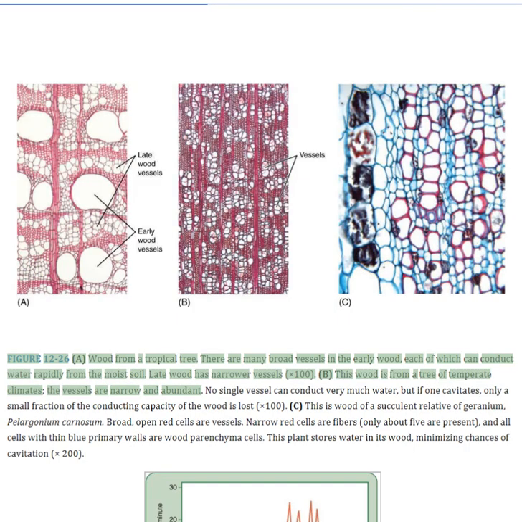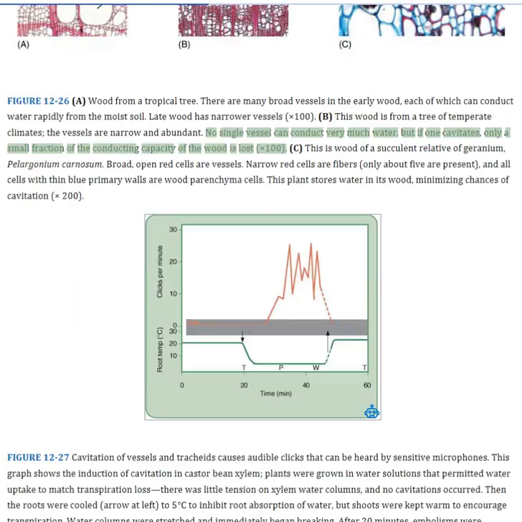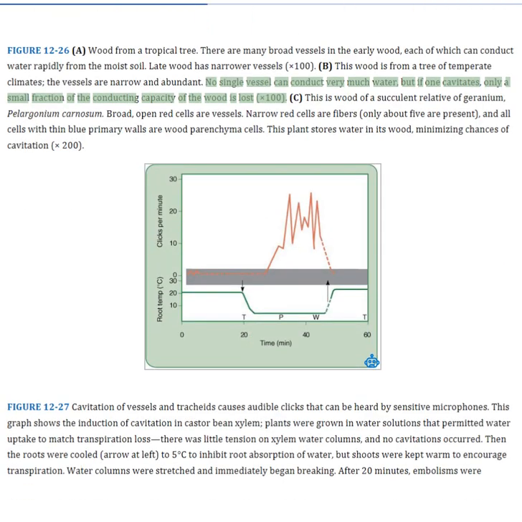Figure 12:26 Wood from a tropical tree. There are many broad vessels in the early wood, each of which can conduct water rapidly from the moist soil. Late wood has narrower vessels. This wood is from a tree of temperate climates. The vessels are narrow and abundant. No single vessel can conduct very much water, but if one cavitates, only a small fraction of the conducting capacity of the wood is lost.